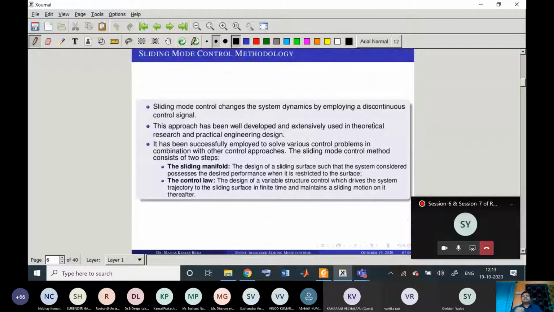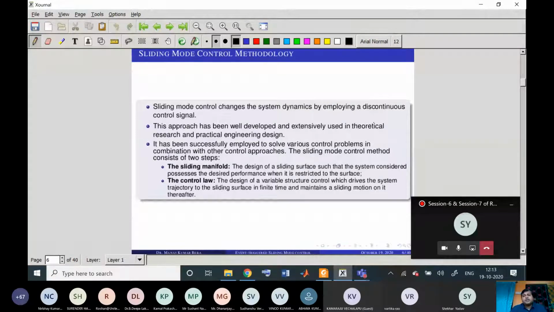Sliding mode control changes the system dynamics by employing a discontinuous control system. So here you will find what is known as classical sliding mode control, or first order sliding mode control, where we will employ a discontinuous control signal. This approach has been well developed and extensively used in theoretical research and practical engineering design.